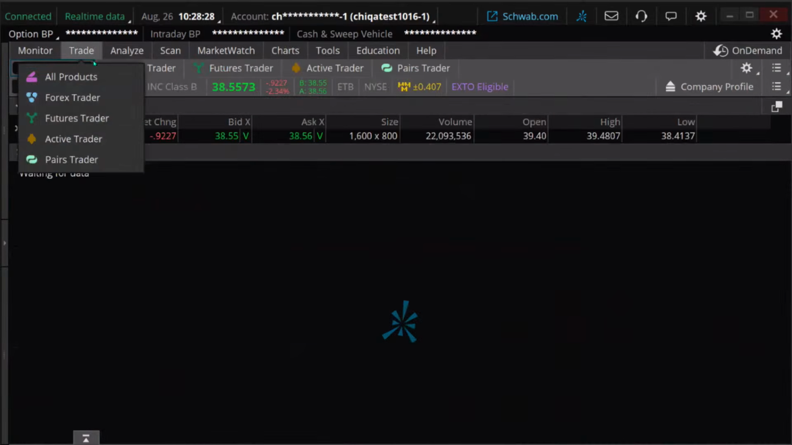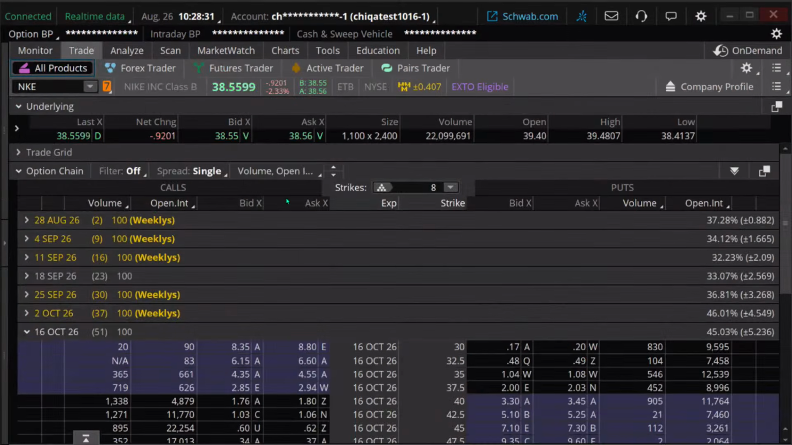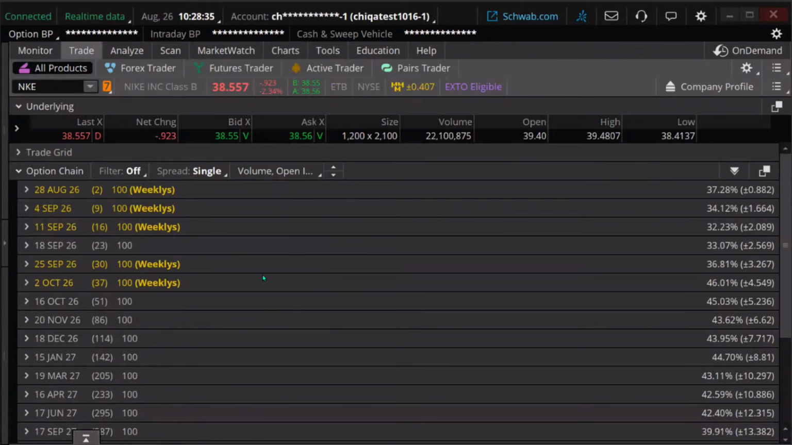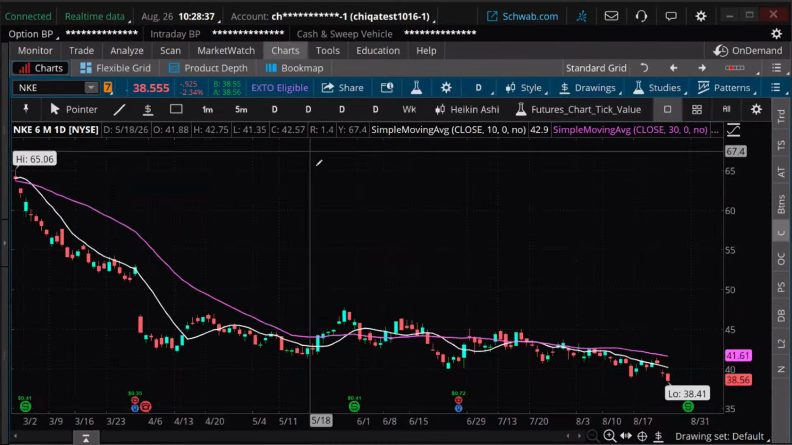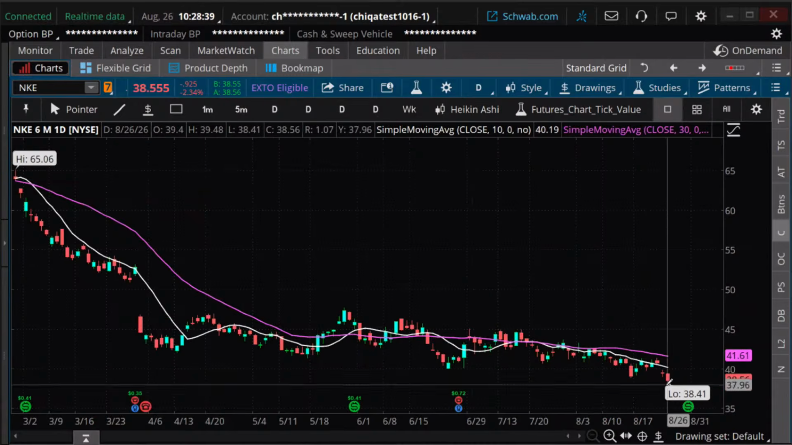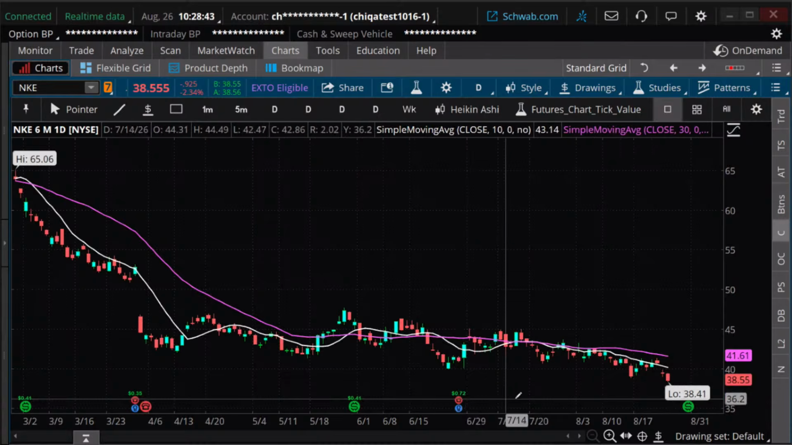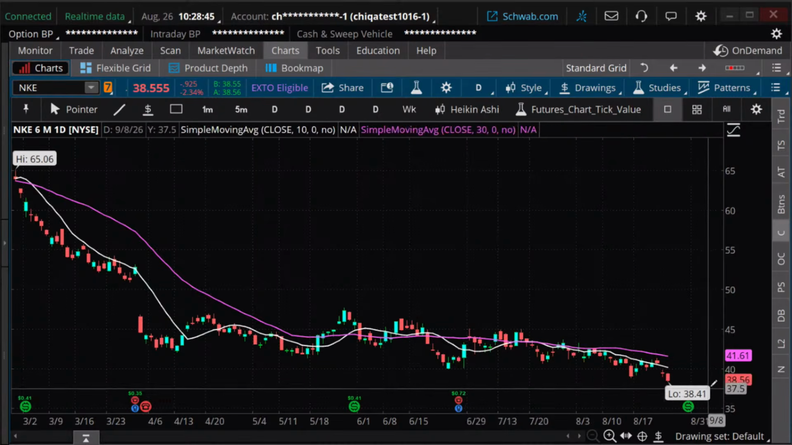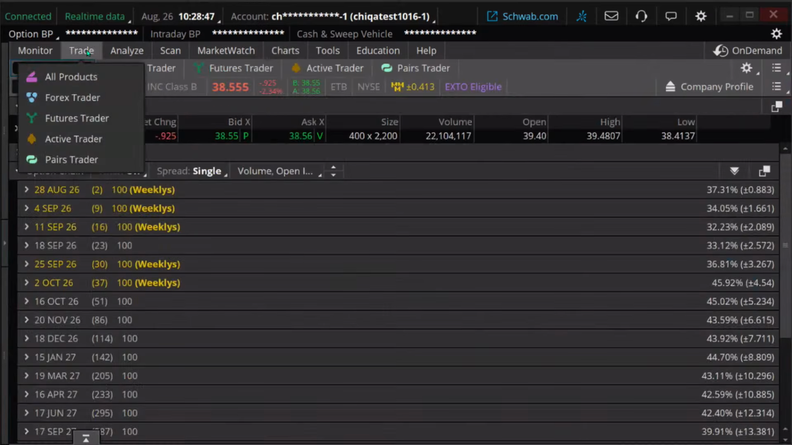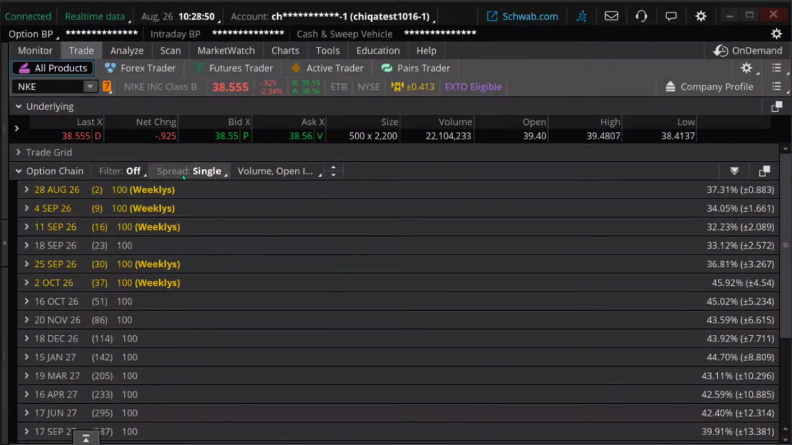Let's do a similar type thing, and then I want to get to managing some existing trades. But I'm going to do a bearish trade on Nike. I'm going to go a little shorter term on Nike. Where's our earnings? Last earnings was late June, July, August, September. So next earnings is probably late September, most likely.